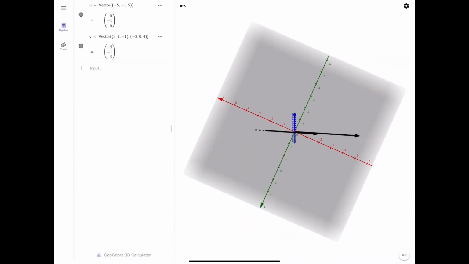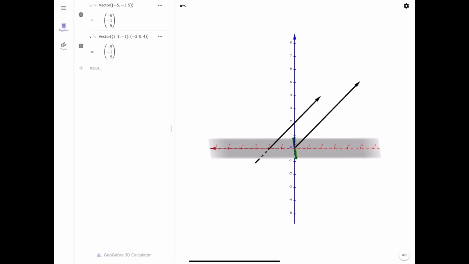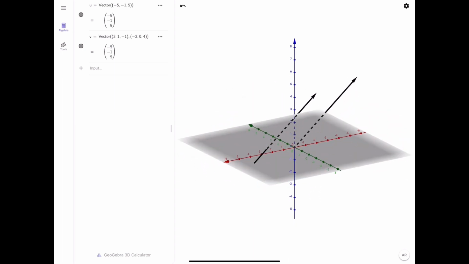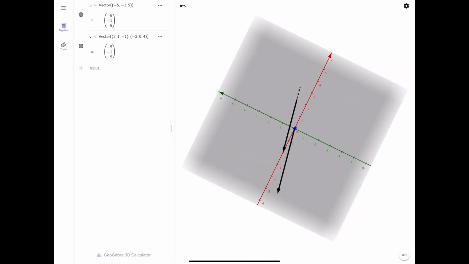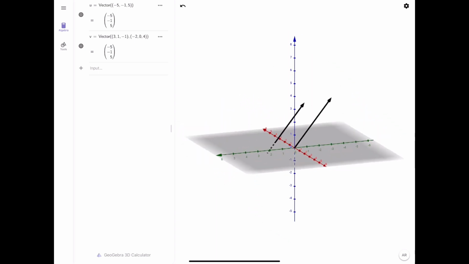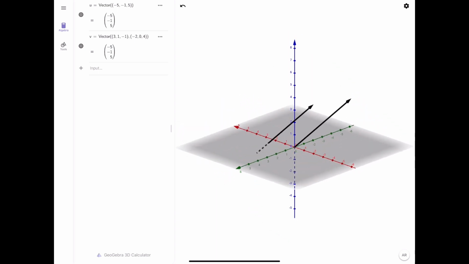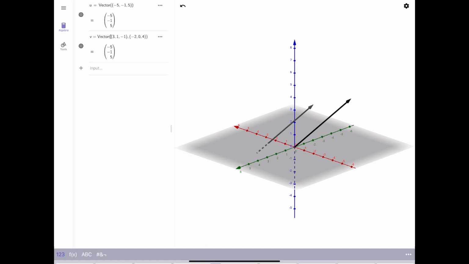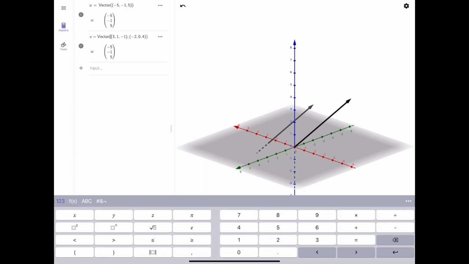So there we have the original vector. Notice that the position vector, the negative 5, negative 1, 5, is parallel to that vector. They're both the same vector, just drawn at different locations. Also, notice that GeoGebra gives us the components of the vector. It just gave us this negative 5, negative 1, 5, which we had solved from the problem.